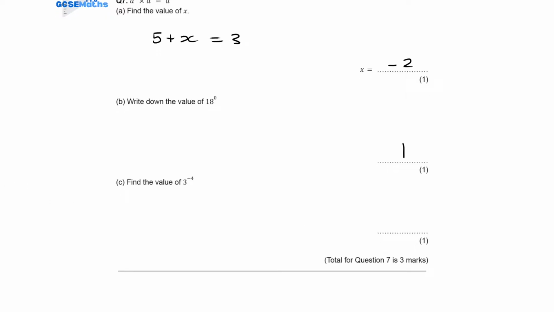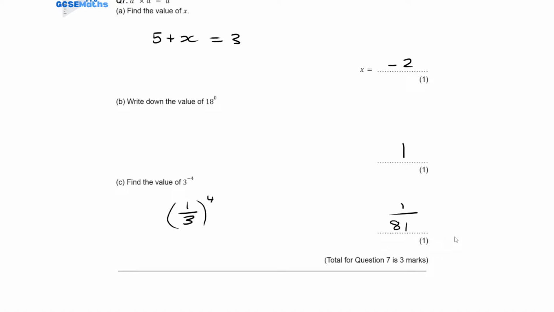And then part C is our negative indices. So negative power is where we take the reciprocal. So obviously that's 1/3. And then to the power of 4, again, you don't need to write that. It's only 1 mark, but just to show you. I would recommend memorizing 3 to the power of 4. Just be familiar with it. It's 81. It's the same as 9 squared, isn't it?